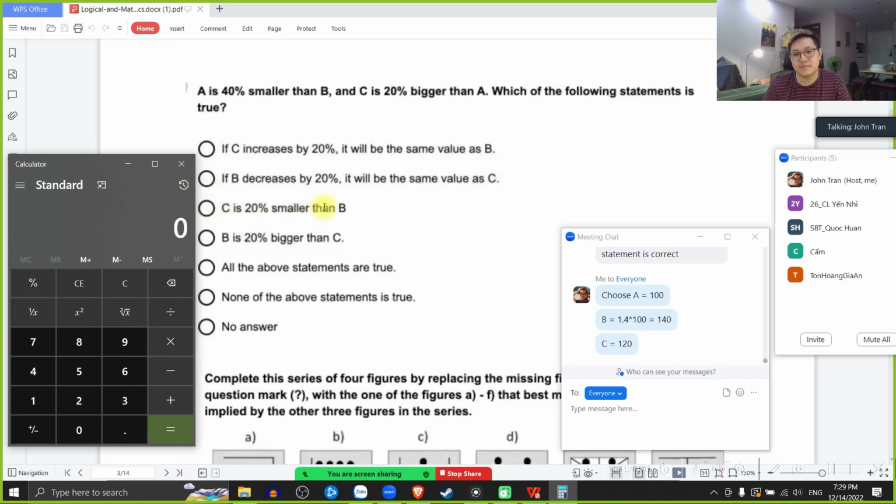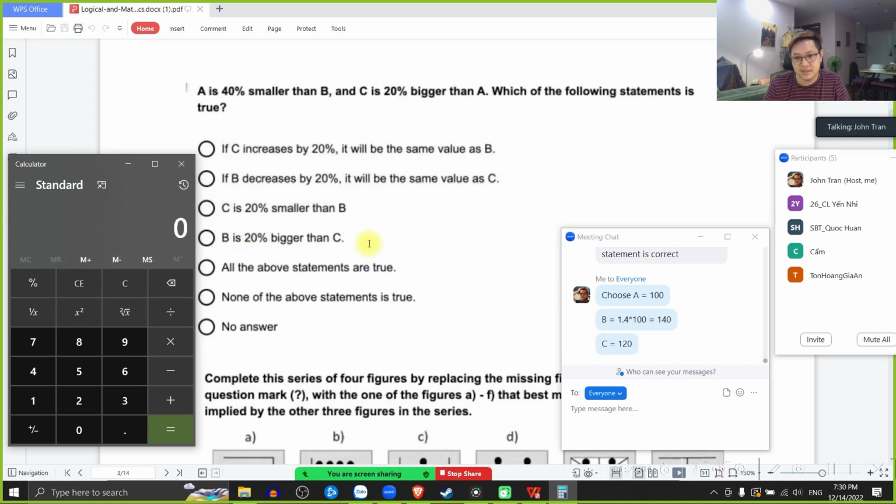C is 20% smaller than B. No, it's not right. Cái C cũng không phải là 20% nhỏ hơn B được. Because why? Take 120 divided by 140, you have 0.85, right? So it means that C is 15% smaller than B, not 20. Cái C nó phải là nhỏ hơn cái B là 15% mới đúng.